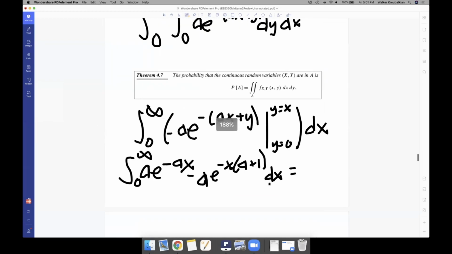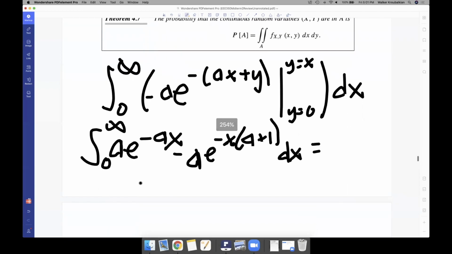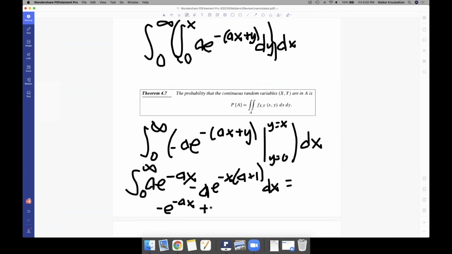Now if we take the antiderivative of that, we can use the same sort of u substitution. It'll give us negative e to the negative ax, there should be no a, plus a divided by a plus 1 times e to the negative x, a plus 1, from 0 to infinity. Luckily, at infinity both of these go to 0. It would be pretty messy if they didn't. So we just have to worry about when x is 0.